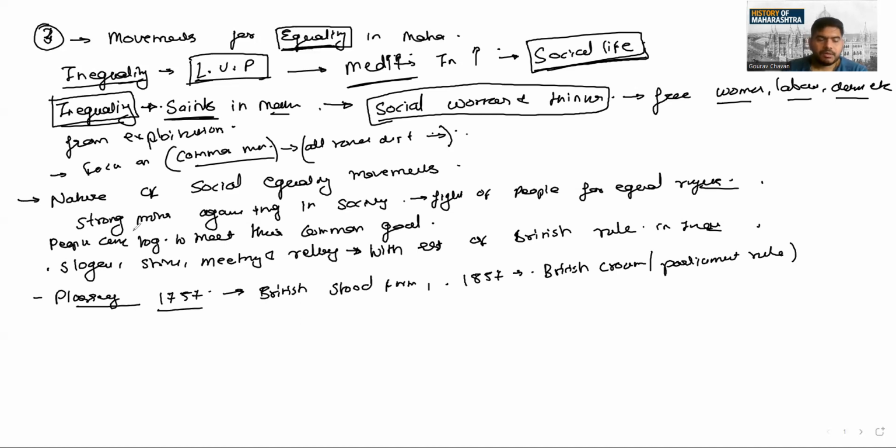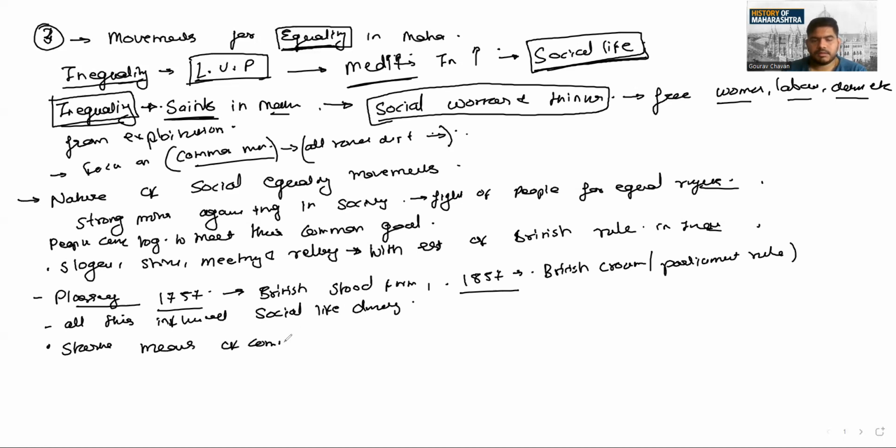All these things happening over here influenced social life directly. Now what did the Britishers do? First, they started means of communication. Then they brought Western education, which believed highly in the concept of equality, though in theory, but yes, they did believe in it.